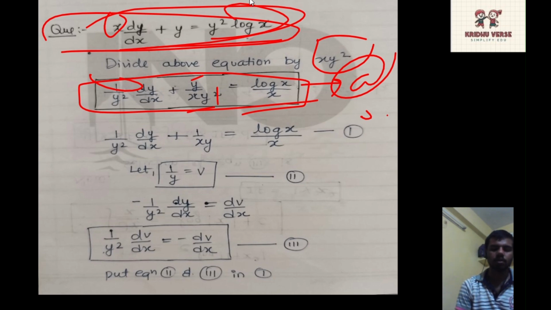Equation number 1. Now we are using the substitution method of differentiation. Here we take 1/y as v, that is equation number 2. Now differentiating 1/y with respect to x, we get minus 1/y² dy/dx equal to dv/dx. This we got.